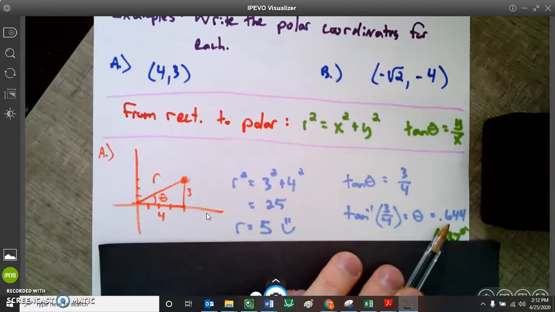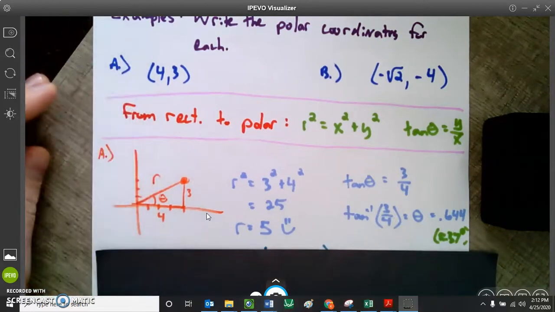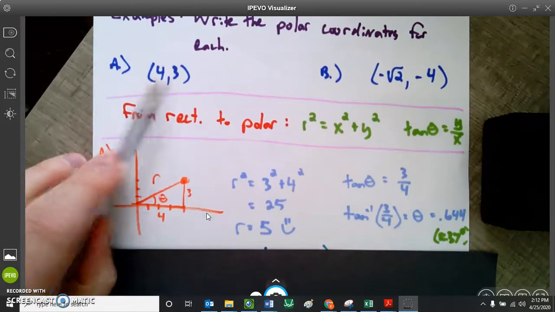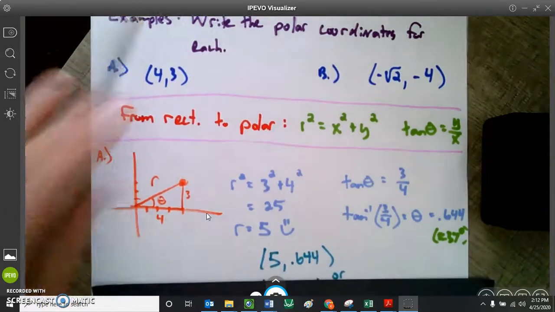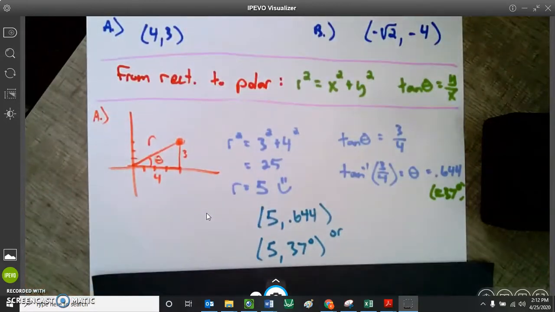If you get something like that, hopefully you're scratching your head a little bit, or you know that's in radians, so that's not too bad. If we were in degree mode, it's really close to 37 degrees. So we put those two things together: 4, 3 in rectangular is 5, 0.644 in polar. Or if you want to do degrees, you can do that as well. Not too bad.